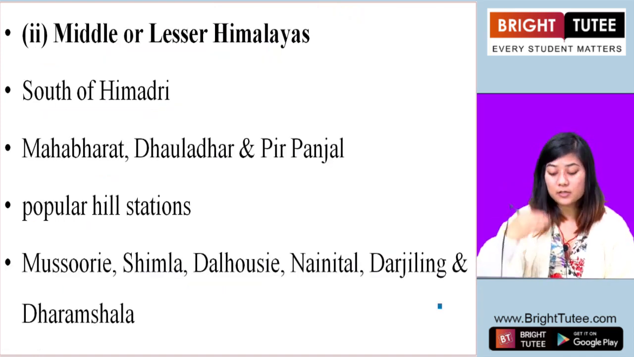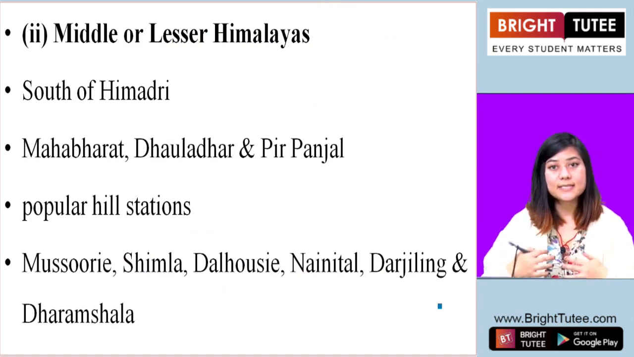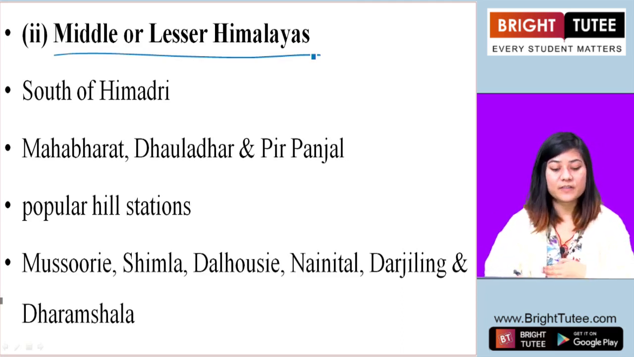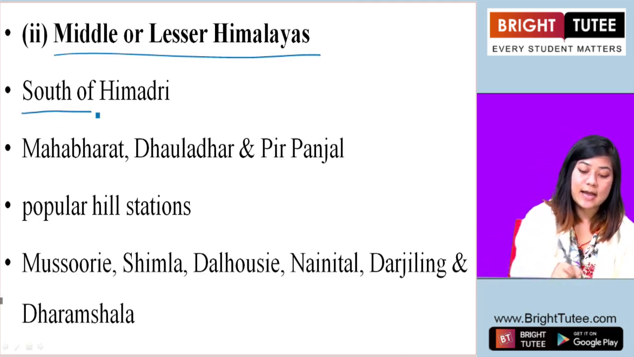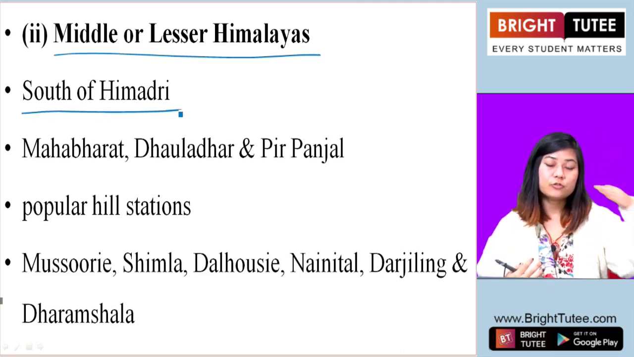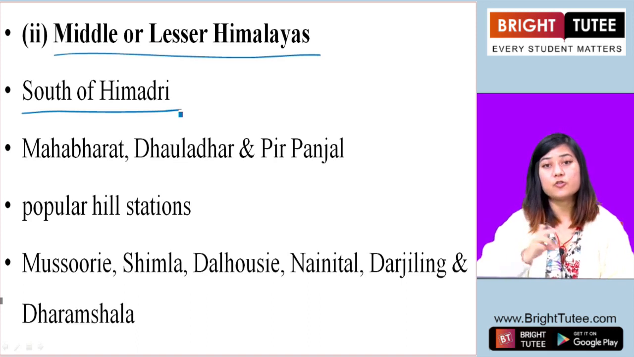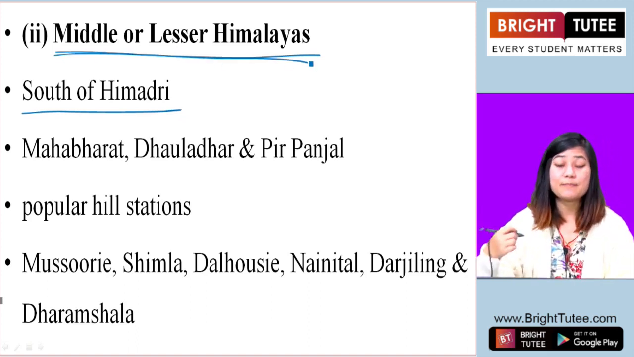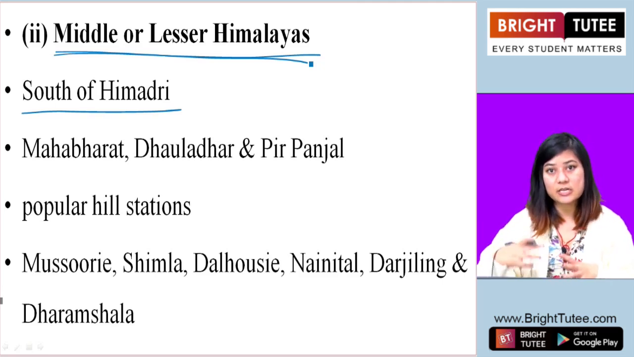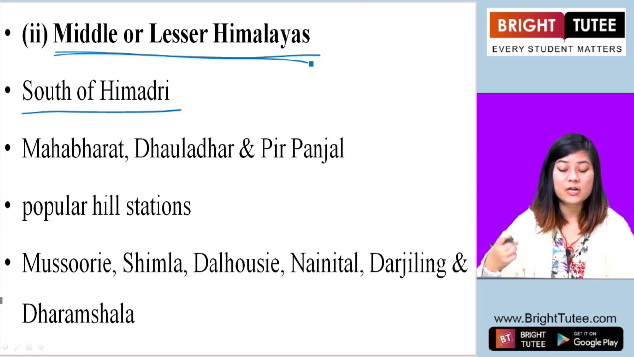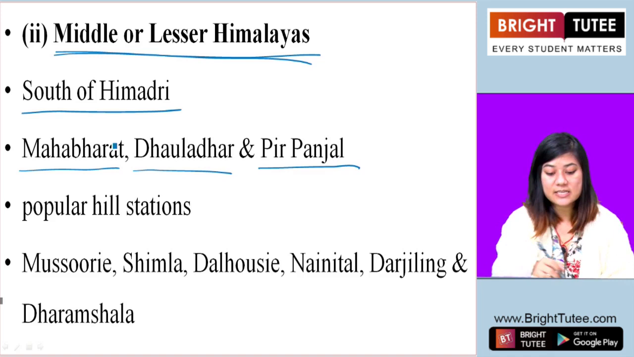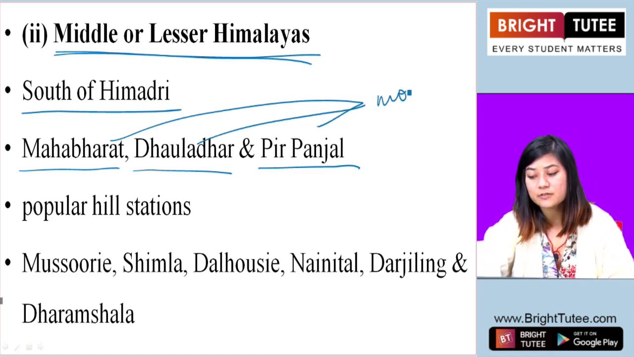Now, when we come lower from Himadri, the next range is the middle or the lesser Himalayas. So this obviously, like the name suggests, lies to the south of Himadri. Himadri was the inner or the northernmost range of the Great Northern Himalayan range. Now, in the south of Himadri lies the middle or lesser Himalayas. Okay, the names of the ranges of this middle or lesser Himalayas are Mahabharat, Dhauladhar and Pir Panjal. These are the names of the mountain ranges.